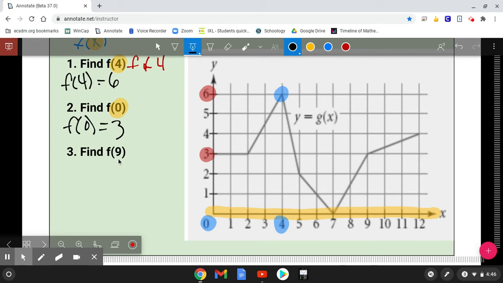Now find f of 9. 9 here is in the place of what? X. So again, we look at our x-axis and we find the 9.